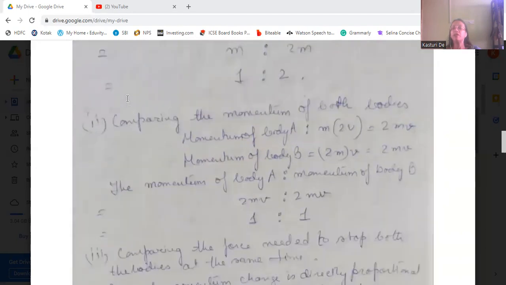Then comparing the momentum, momentum will be mass into velocity. So mass of A we know is m and velocity is 2v, so that will be 2mv. And the momentum of body B, as it has a mass of 2m and velocity is only v, therefore its momentum will be 2mv as well. So therefore their ratio will be 1:1.